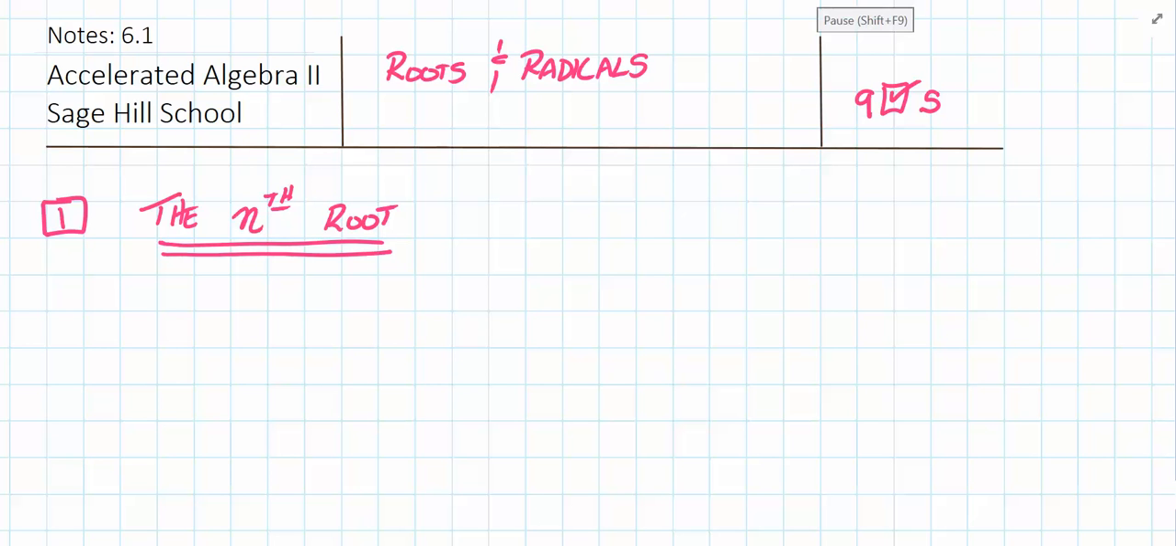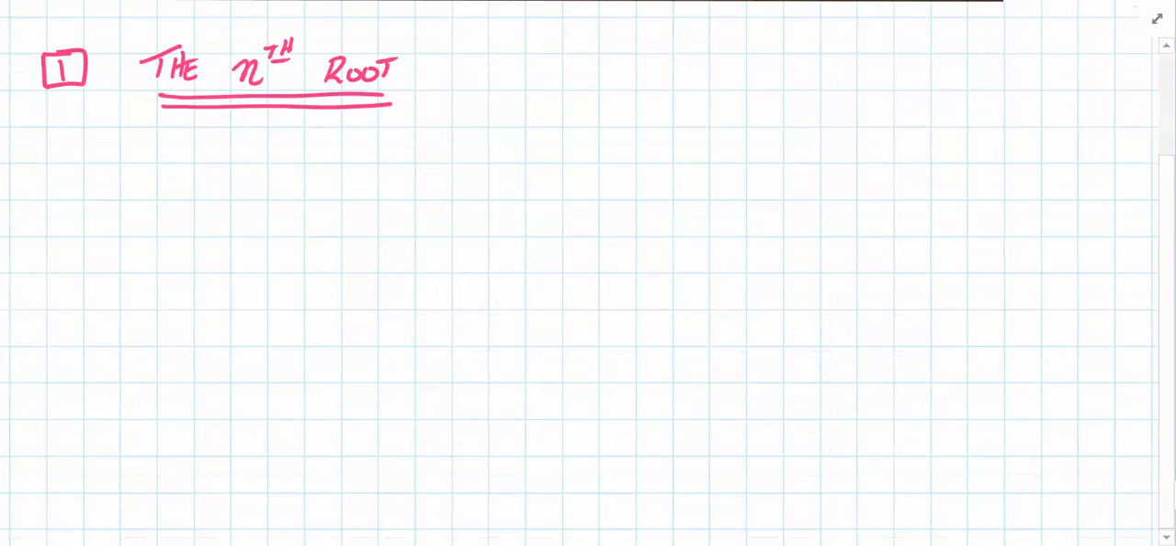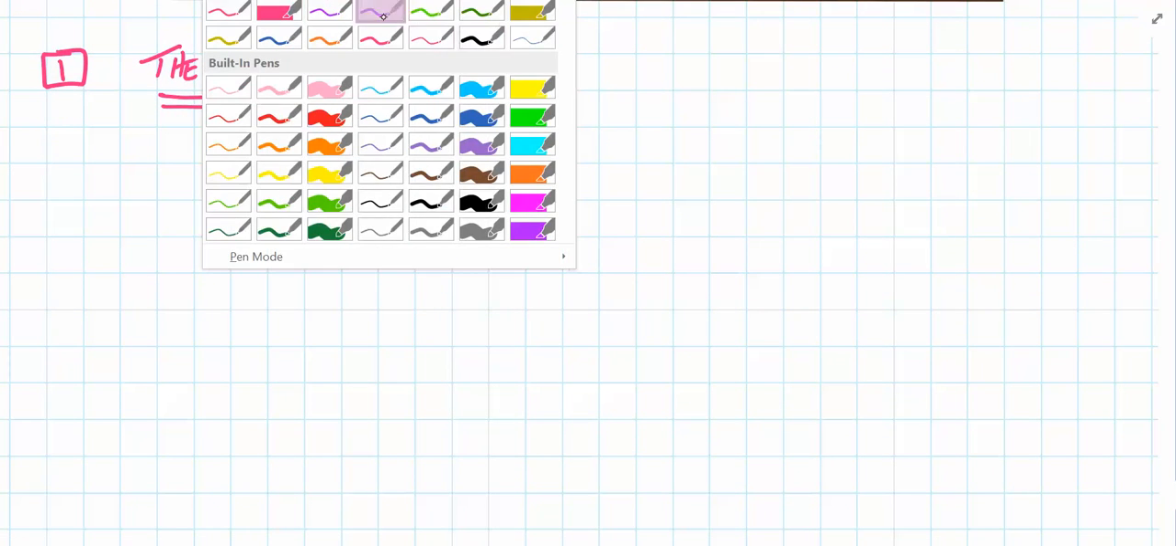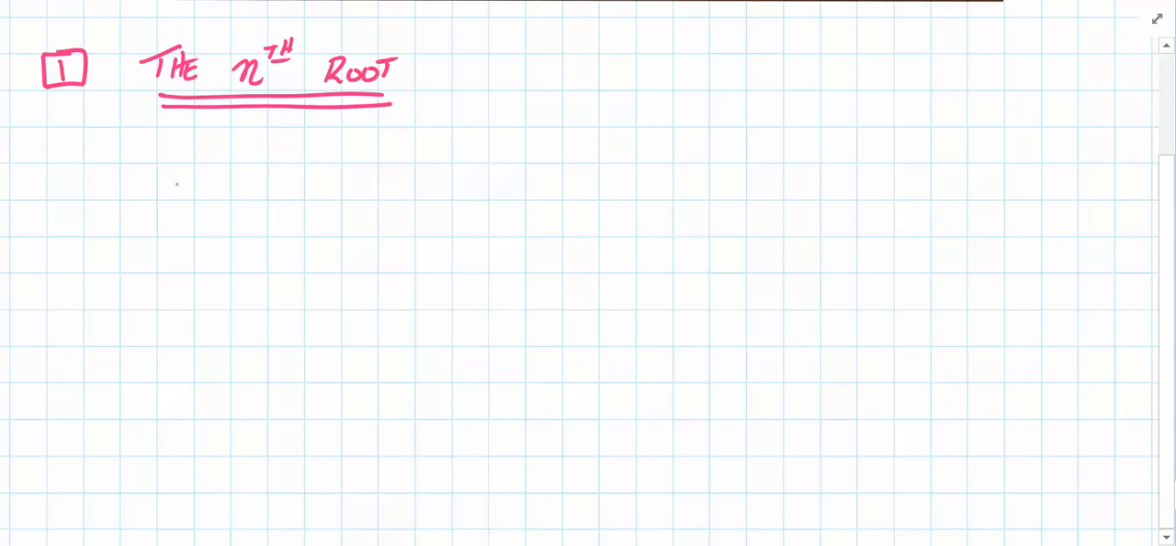So let's begin by talking about the nth root. Let's begin with something really basic, just some straight up examples. If I give you 3 squared is equal to 9, that's a true statement, right? Everybody agrees with that? Okay. So what does this mean? This means that 3 is the square root of what number? 9, very good.